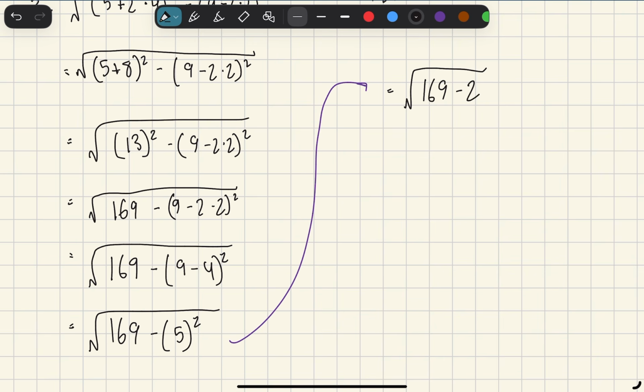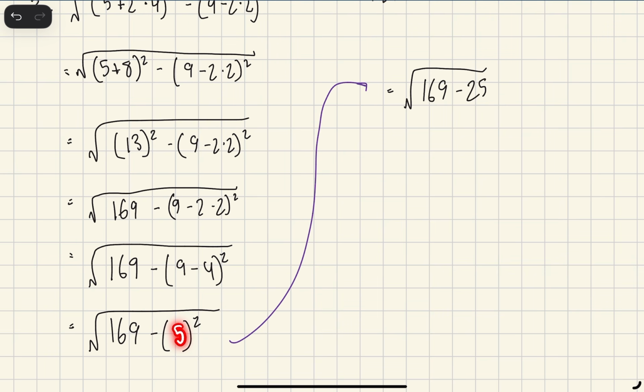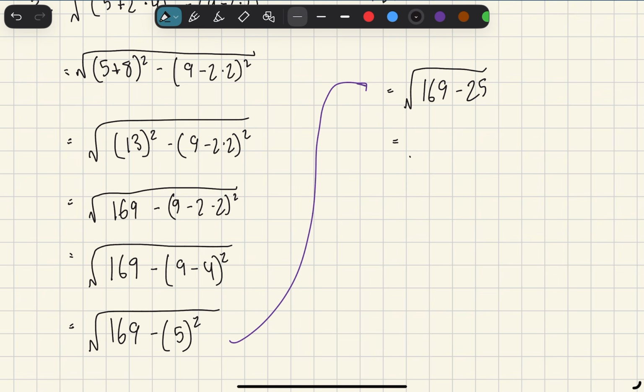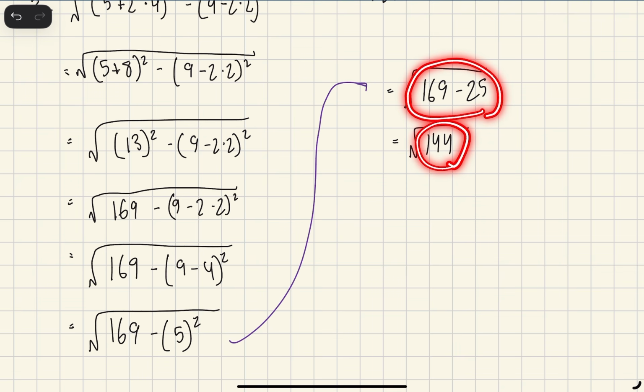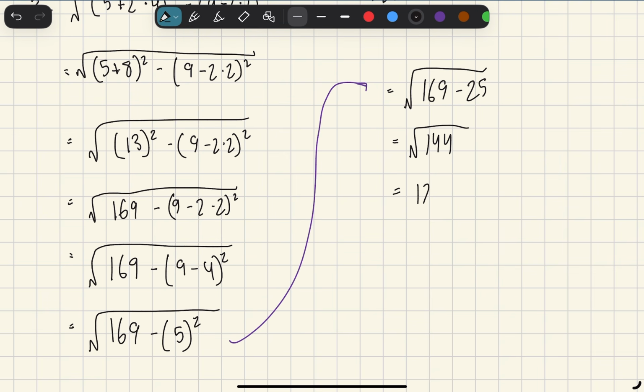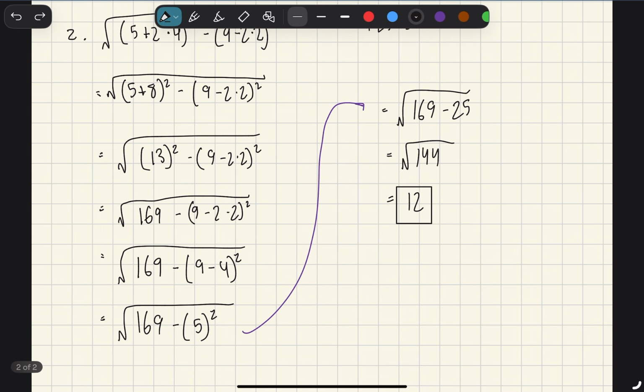169 minus 25, because remember, 5 to the power of 2 is 25, 5 times 5. And then 169 minus just 25. Let me just use my calculator real quick. That should get us the square root of 144, because 169 minus 25 is 144. And the square root of 144 is 12. Okay, so that should be our final answer. Technically, it's plus or minus 12, but we're going to talk about that later, okay? So that's number 2 that we have right here.